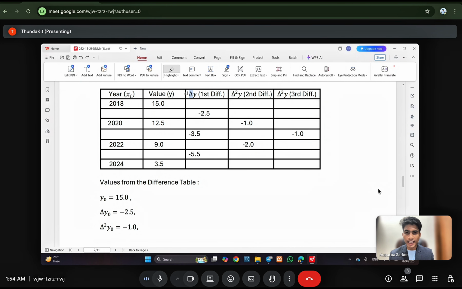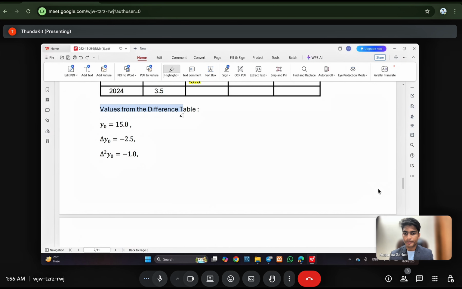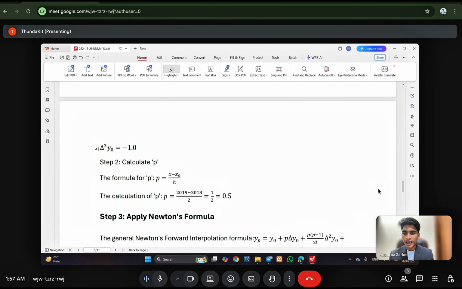The first divided differences are minus 2.5, minus 3.5 and minus 5.5. The second divided differences are minus 1.0 and minus 2.0. And the last, the third difference, is minus 1.0. Values from the difference table: y naught equals 15.0, delta y naught equals minus 2.5, delta square y naught equals minus 1.0, and delta cube y naught equals minus 1.0.